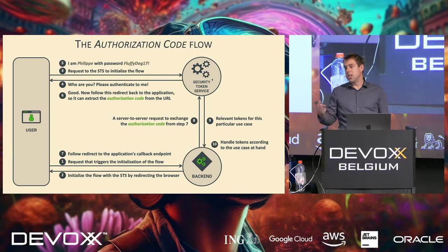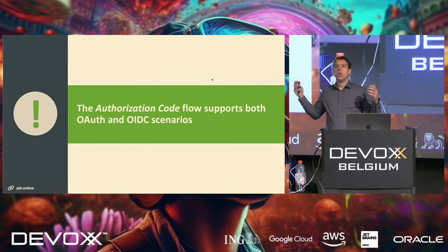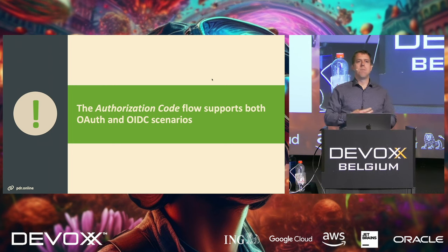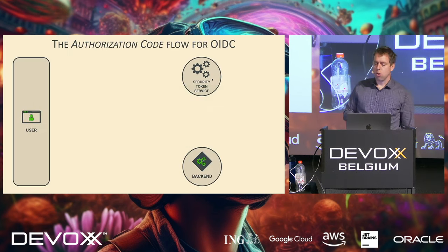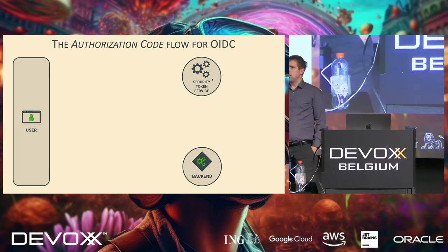This flow is generic for a reason, because it supports both OAuth and OIDC scenarios. Depending on how you configure the different steps in that flow, I'm going to talk about that in a second, that's what kind of flow we are running. So let's talk about this flow for OIDC. What do we want to achieve with OIDC?